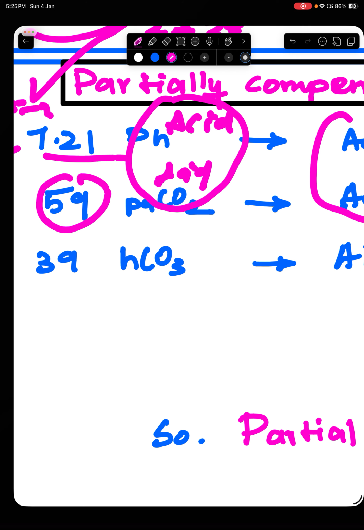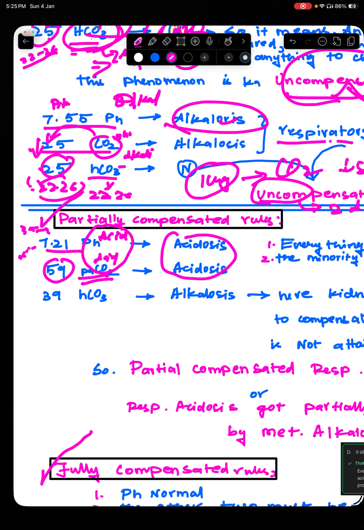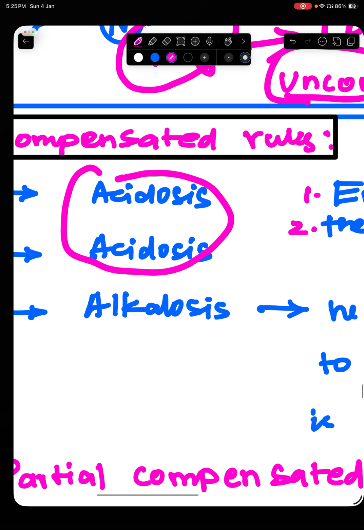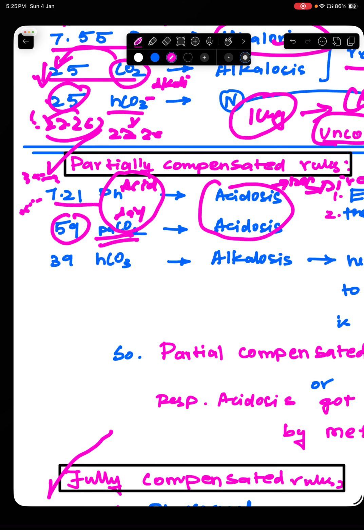But what acidosis? Since the problem is acidosis, the culprit here is what? The culprit here is the lungs. So it is called respiratory acidosis. Okay, respiratory acidosis. Let's now check the other component.